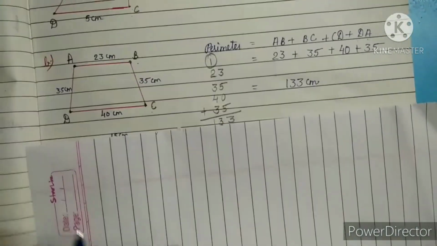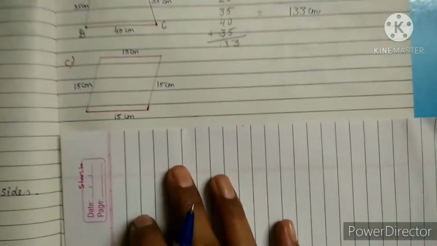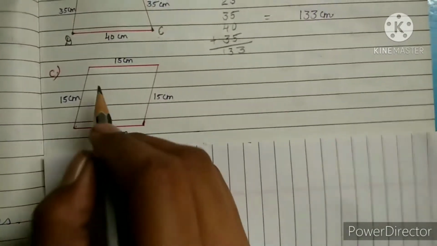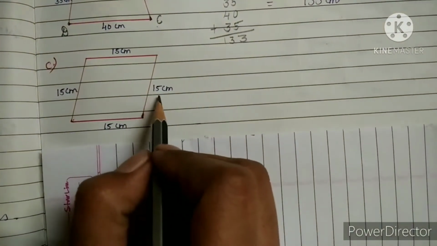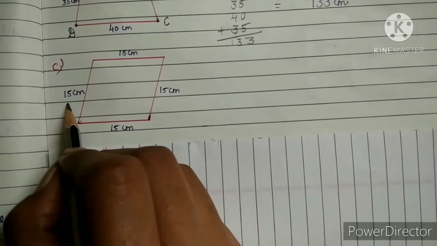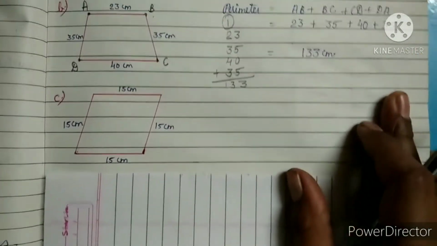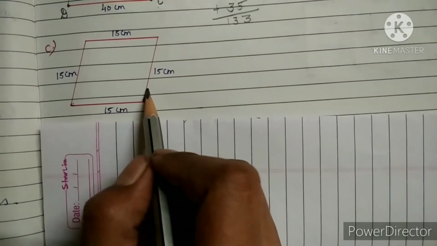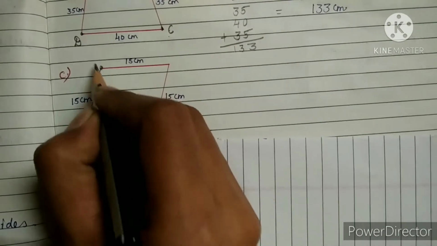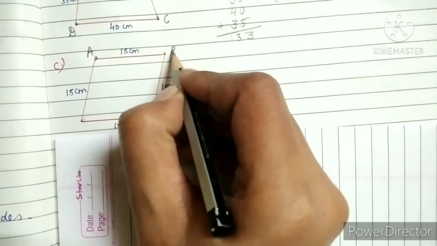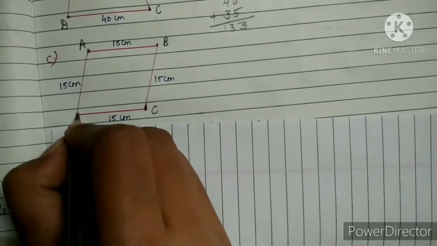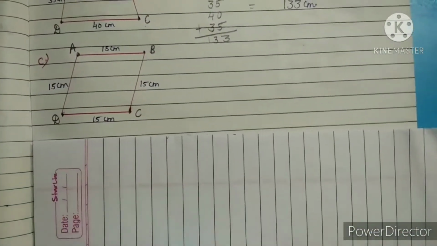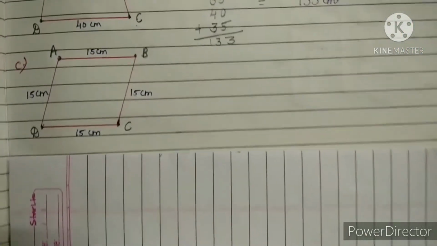Now the C is here. Again you can see we have a closed figure in which all sides measure 15 centimeter, 15 centimeter, 15 centimeter, 15 centimeter. But this is not a square because its two sides are slanting. Okay, so we will put in their corner names A, B, C, D. Here we can also apply the perimeter of a square formula, but don't get confused.